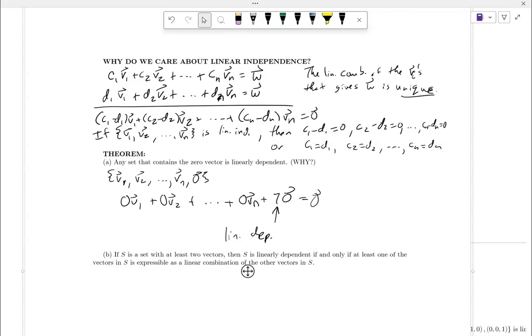All right. So we talked about how any set that has the zero vector in it must be linearly dependent. And again, that's because I can use any constant out in front of the zero vector. It's not just the zero constants. All right, so let's talk about some of these other properties.